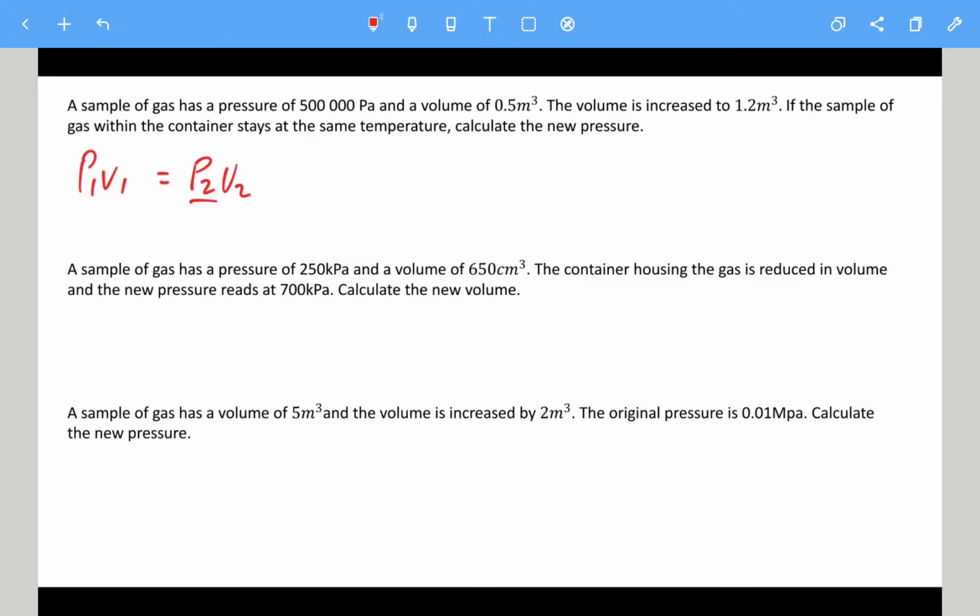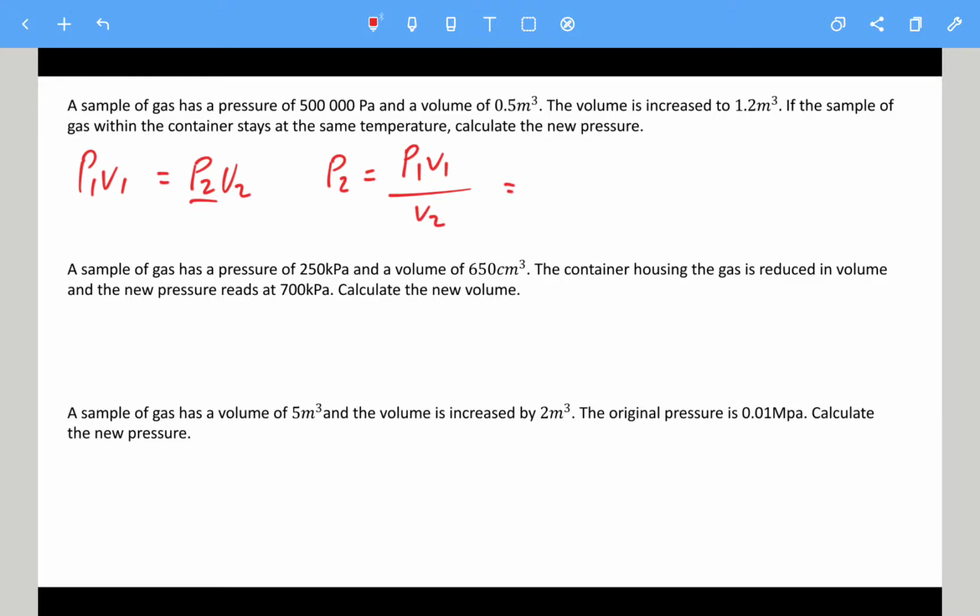So to get P2, I need to get rid of a times volume 2. So to get rid of a times volume 2, I'm going to do the opposite of times and divide on the other side. So that would be pressure 2 equals P1 V1, and then I need to divide by volume 2. Then I just need to put the numbers in.